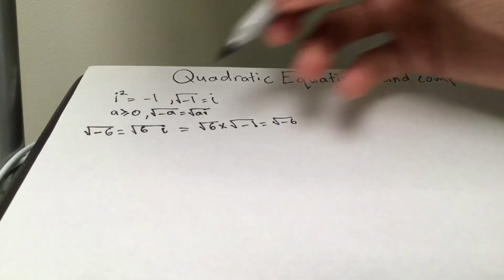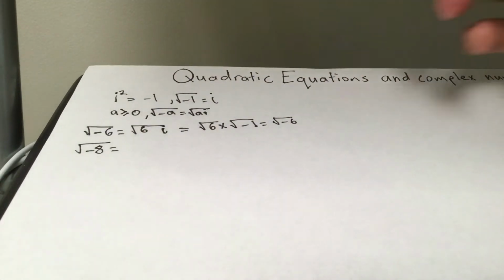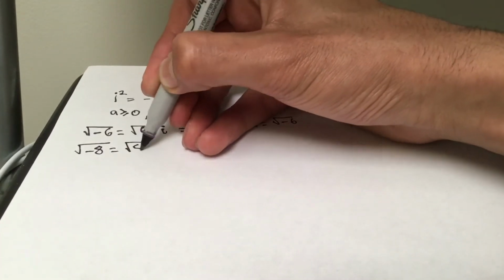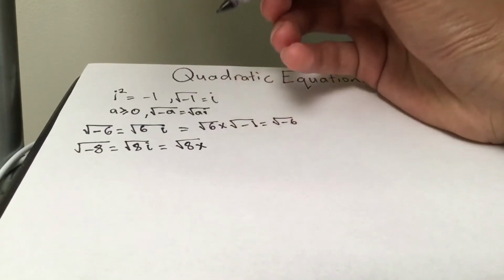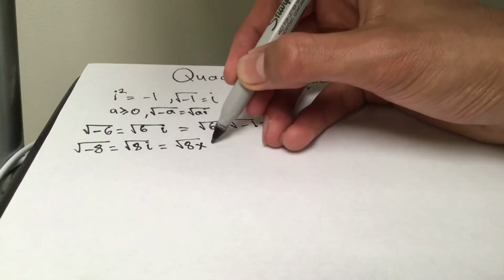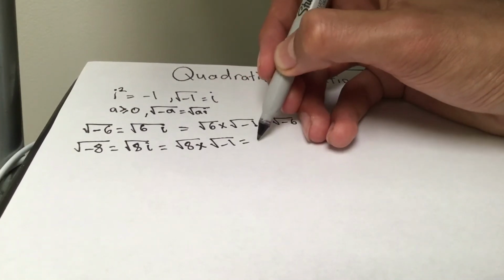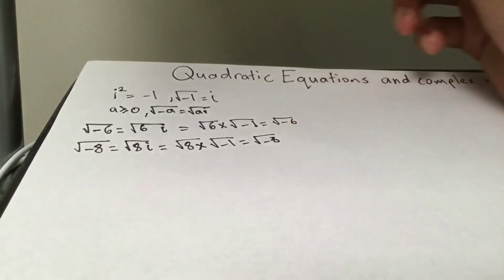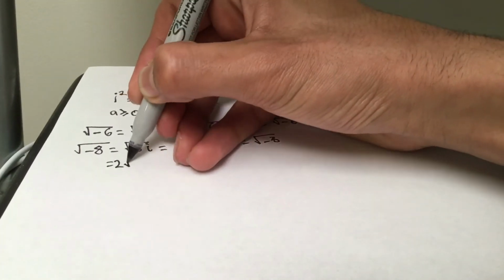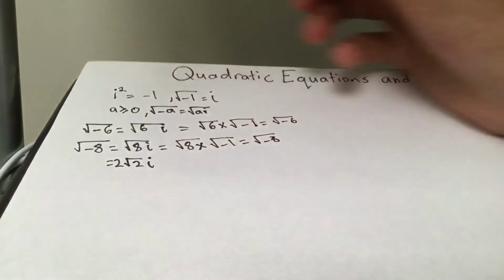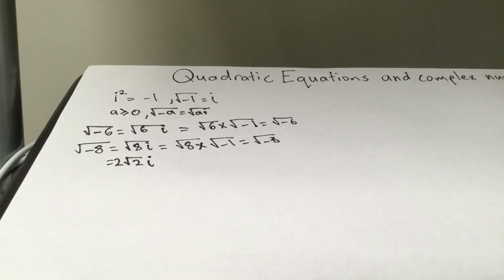Now let's move on to the square root of -8. Same thing. This time it's going to be square root 8 i, because the square root of 8 times the square root of -1, which is represented by i, will give us the square root of -8. Or you can also expand this to 2 square root 2 i. We learned this in our video on square roots. Please look at that video for help.